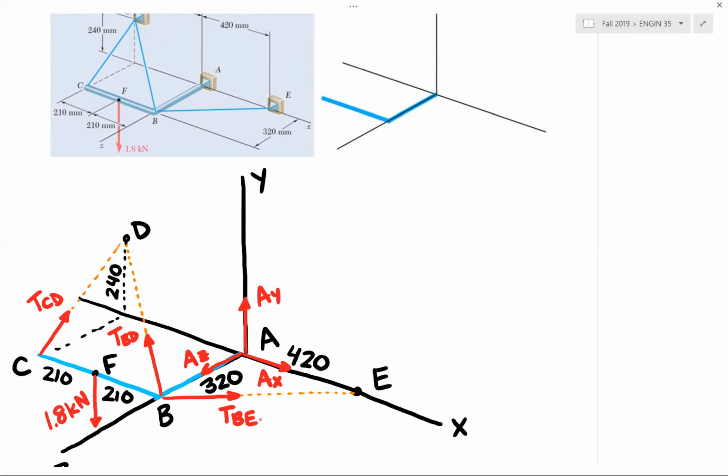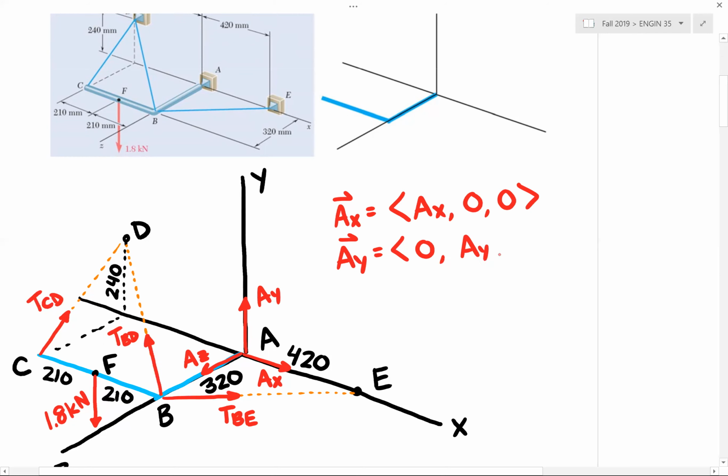So once I've drawn my free body diagram, before I can start writing my equilibrium equations, it's necessary to break up each one of my tension cables into its 3 different components. So my AX, AY, AZ are pretty simple to break up into components, right? If we drew the AX vector, that's going to be the magnitude AX, 0, 0. Our AY vector is going to be 0, AY, 0. And our AZ vector is 0, 0, AZ.